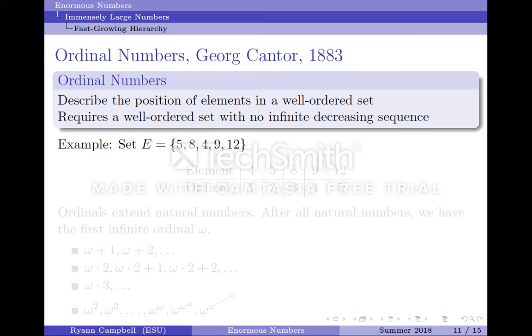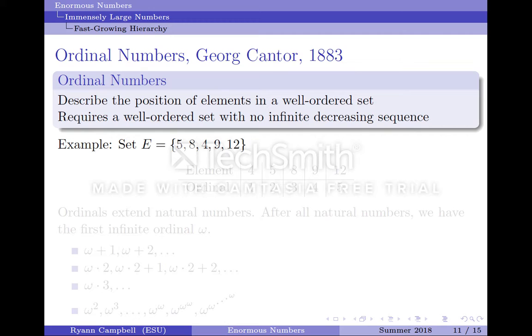Okay, so let's talk about ordinal numbers, and we have Georg Cantor, who first talked about ordinal numbers back in 1883. Ordinal numbers, which sound like the word order, describe the position of elements in a well-ordered set. And we require that we have a well-ordered set with no infinitely decreasing sequence. So it can be infinitely increasing, just not decreasing.